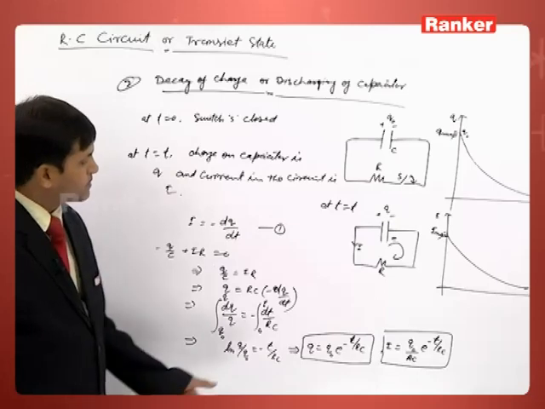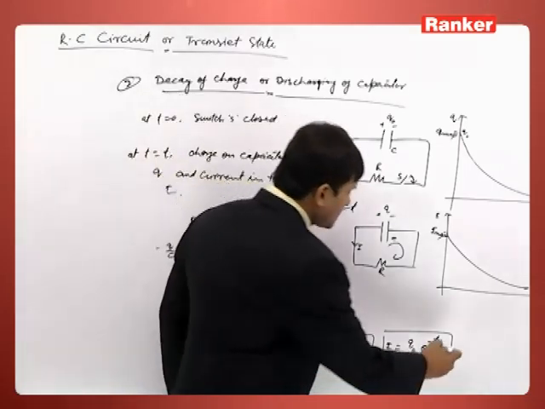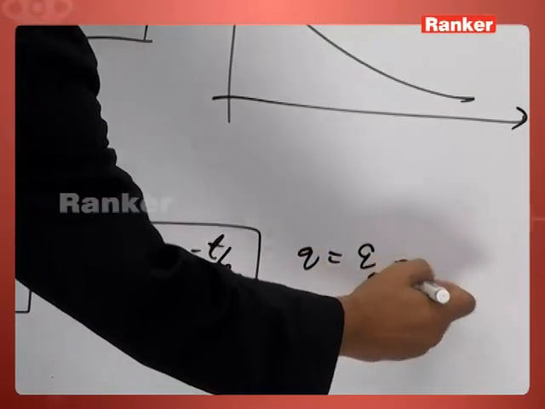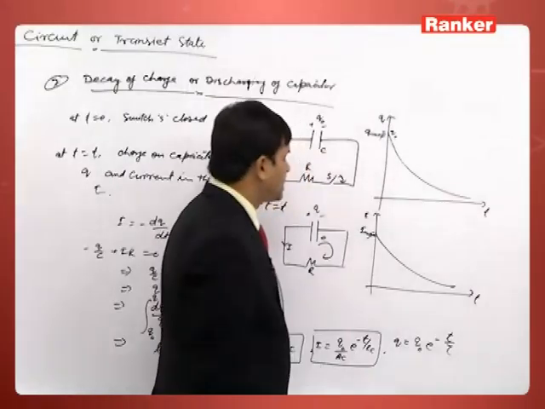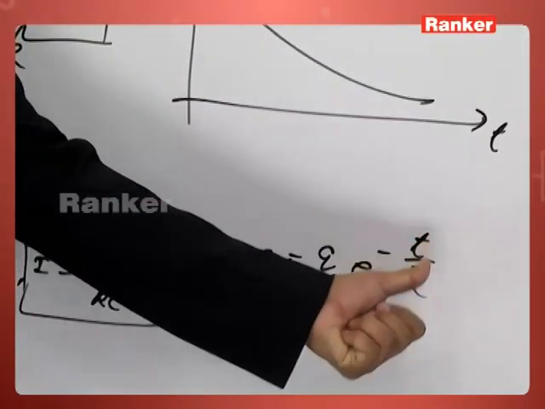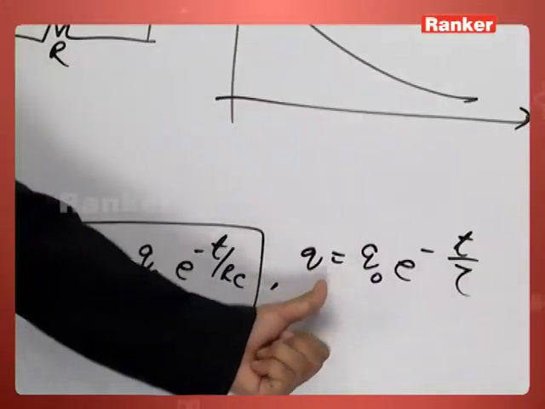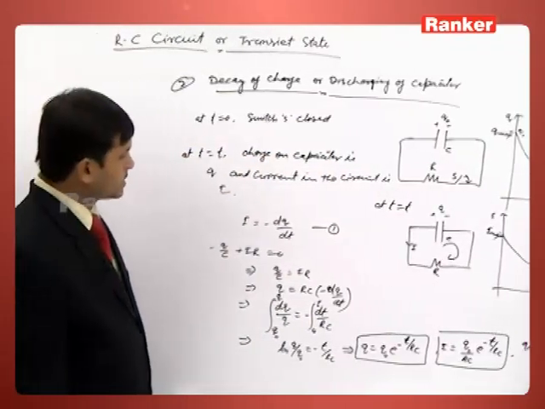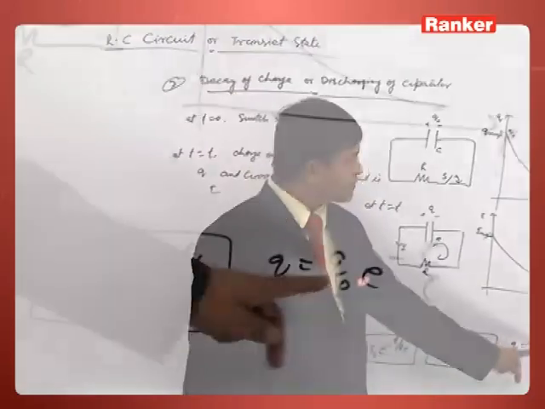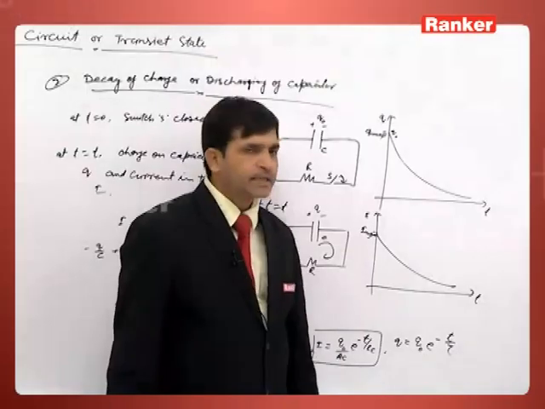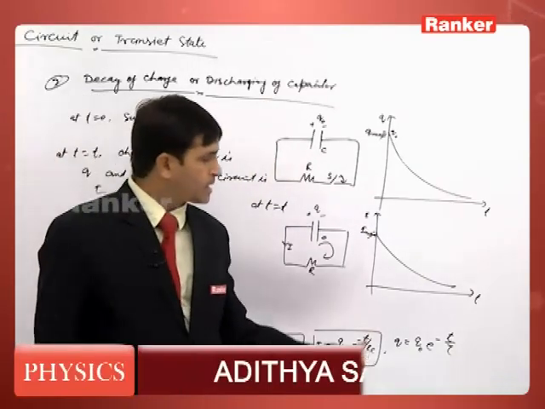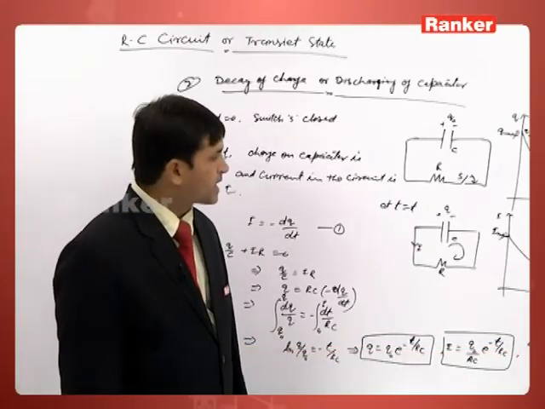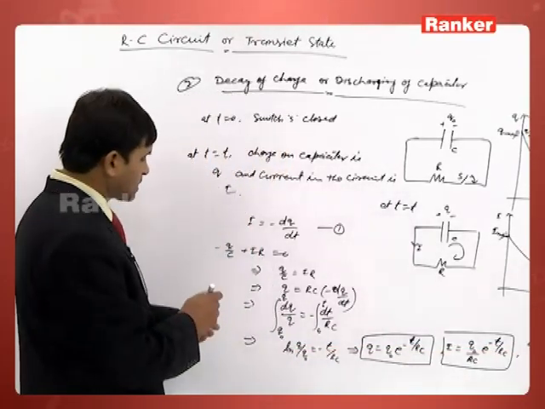So Q is Q0 e to the power minus t by RC. This can be further written in terms of the time constant also. In terms of time constant, charge can be written as Q0 e to the power minus t by tau. Now if we substitute t equal to tau, we get charge of Q0 by e. In this form also we can define the time constant. So we can say the time constant is the time in which the charge on a capacitor becomes 37% of the maximum charge during discharging of a capacitor.